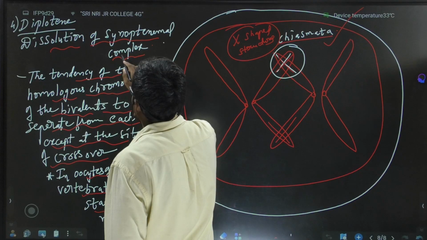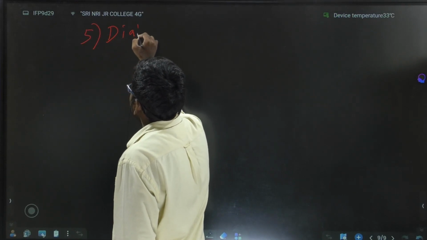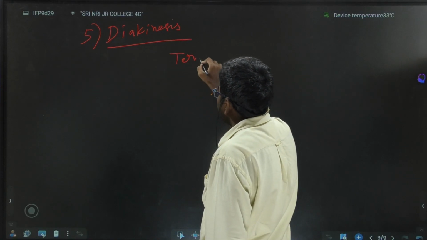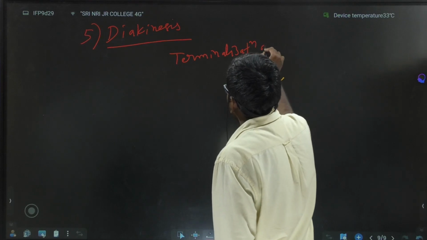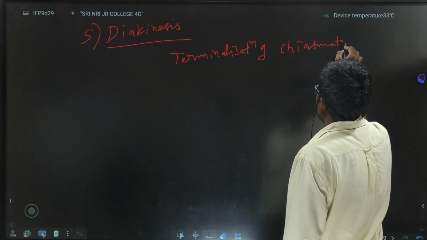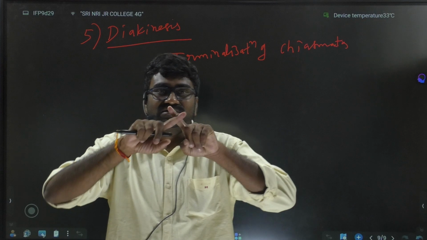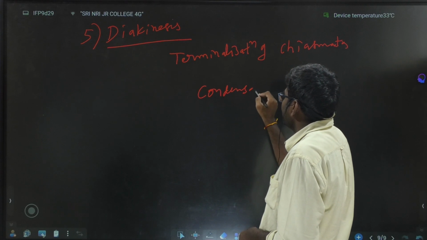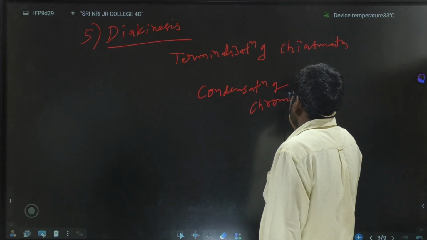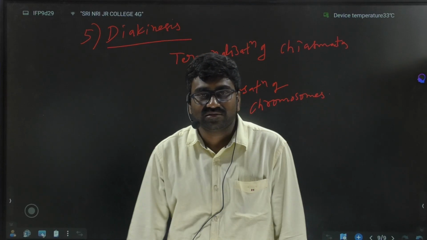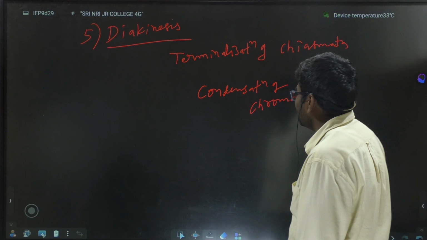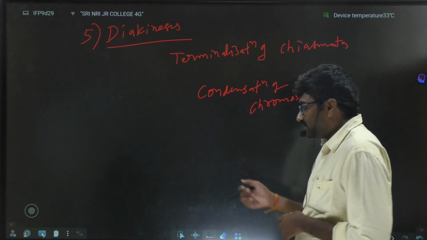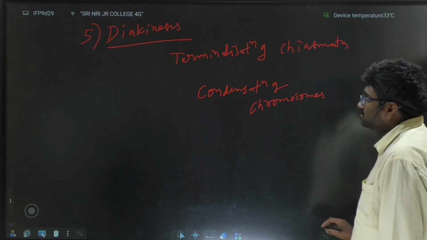Right. And the next stage is the diakinesis. The fifth stage is the diakinesis. This diakinesis is marked by terminalization of chiasmata. The X-shaped structures gradually disappear, and condensation of chromosomes takes place in this stage. So this is about the prophase 1 of meiosis 1. After this, the nuclear envelope and Golgi complex disappear at the late prophase.